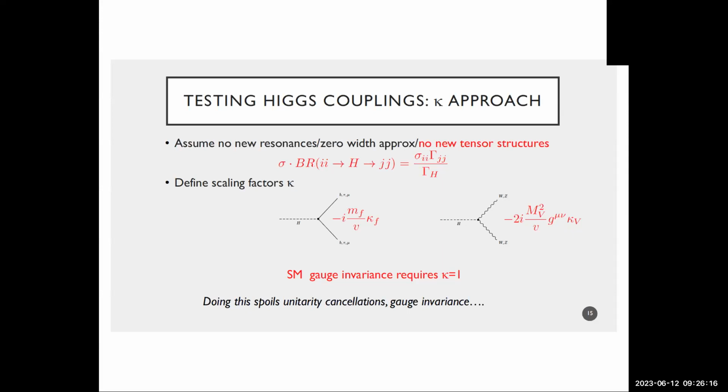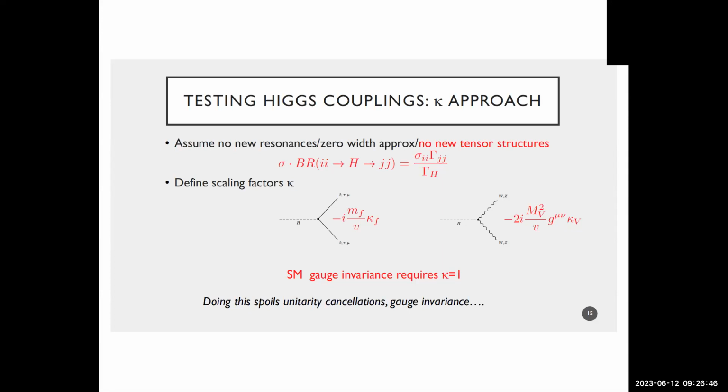So the first approach, people said, well, let's assume there are no new resonances, nada. No Higgs is nothing. Let's assume that the Higgs is very, very narrow. And in fact, it's 4 MeV in the standard model, and it's actually sort of been measured now. So we kind of know that the Higgs is very narrow. And furthermore, this is a big assumption, we'll assume that the interactions we have don't have any new tensor structures. So we just have the standard model.